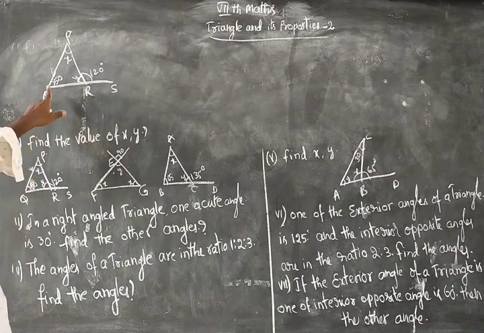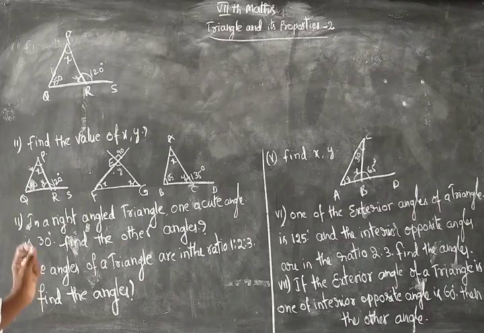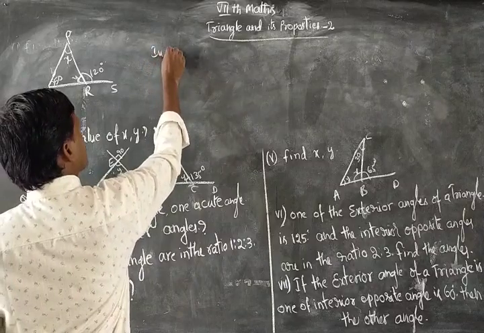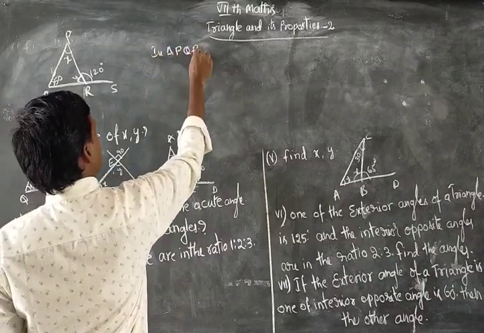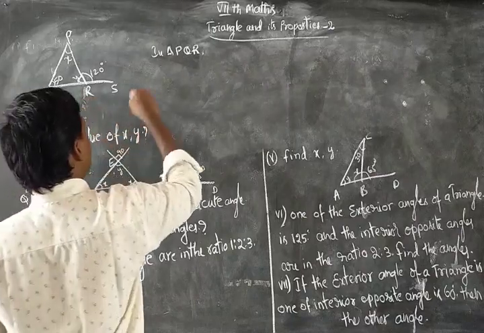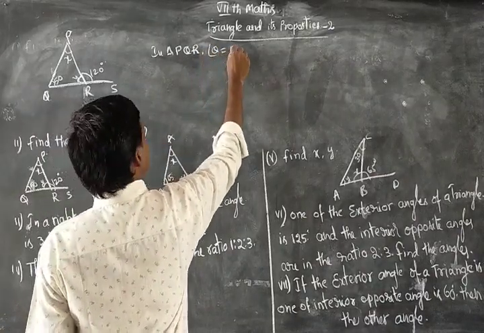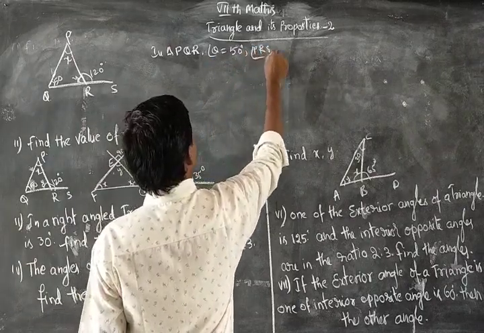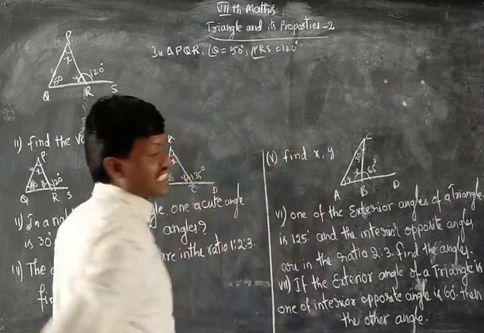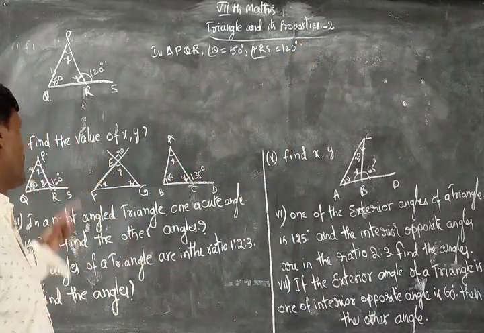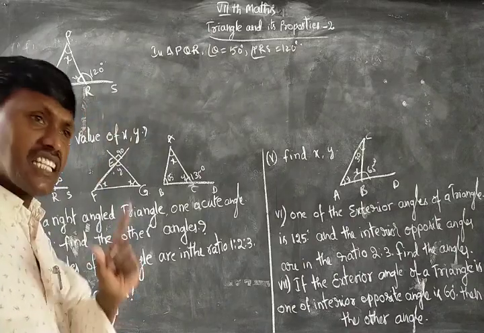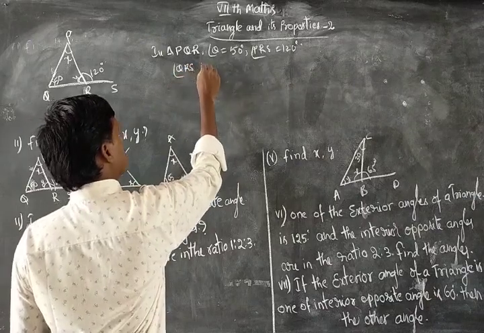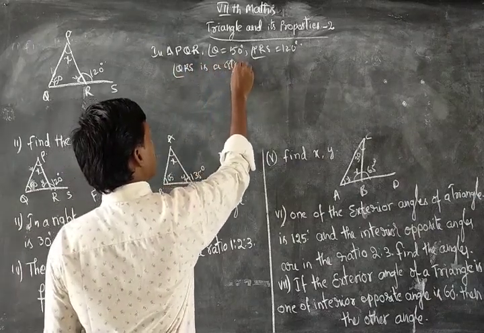Actually, if you observe, QRS is a straight line. In triangle PQR, angle Q is equal to 50 degrees, and angle PRS is equal to 120 degrees, the exterior angle. So again we can write that QRS is a straight line, a straight angle.